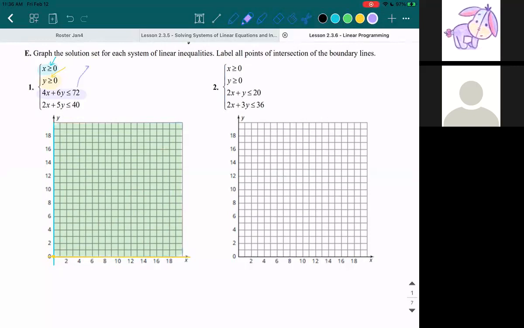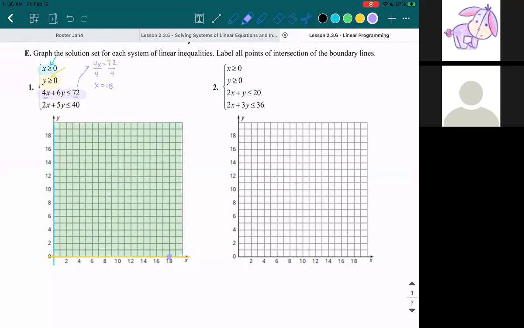Okay, so let's first look for our x-intercept. I'm going to focus in on the 4x and the 72. To get x, I'm just going to divide by 4. 72 divided by 4 is 18, so our x-intercept is 18. I'm going to go over to our x-axis and put a dot on the 18.